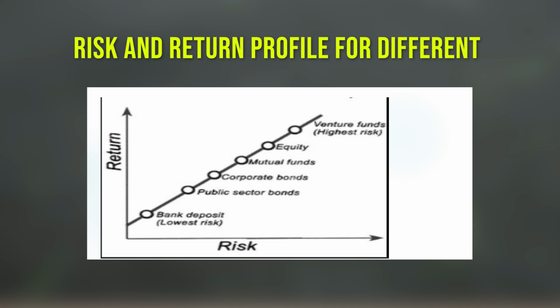You have seen bank deposit, lowest risk and lowest return. Public sector bonds, some risk and some returns. Cooperative bonds, more risk and more return. Mutual fund, high risk and high return. And equity, high risk and high return. Last one, venture funds, highest risk and highest return. You have seen the diagram.